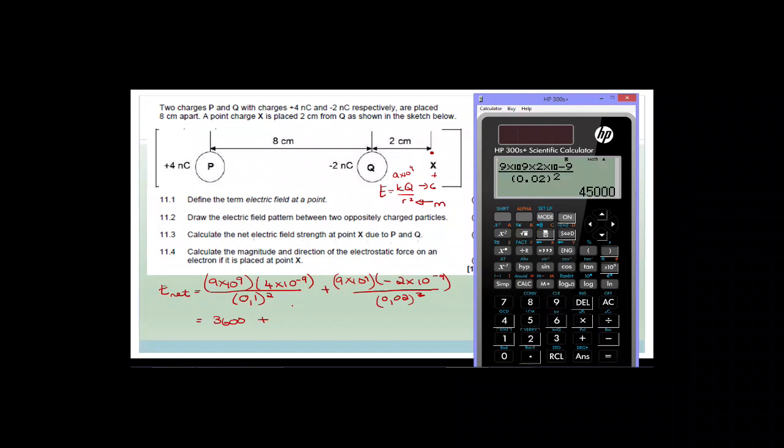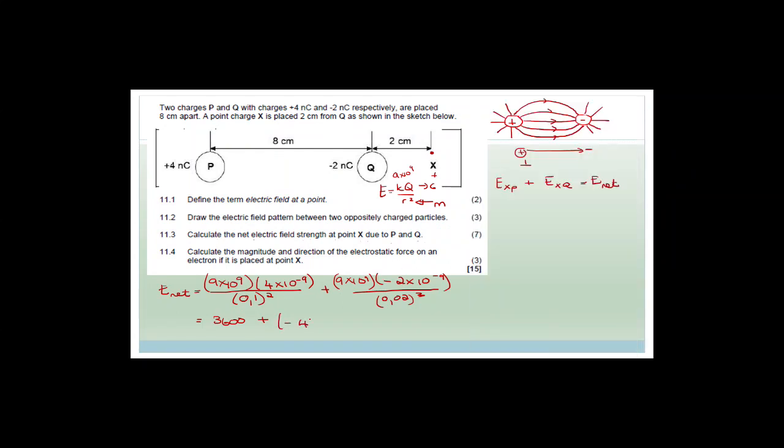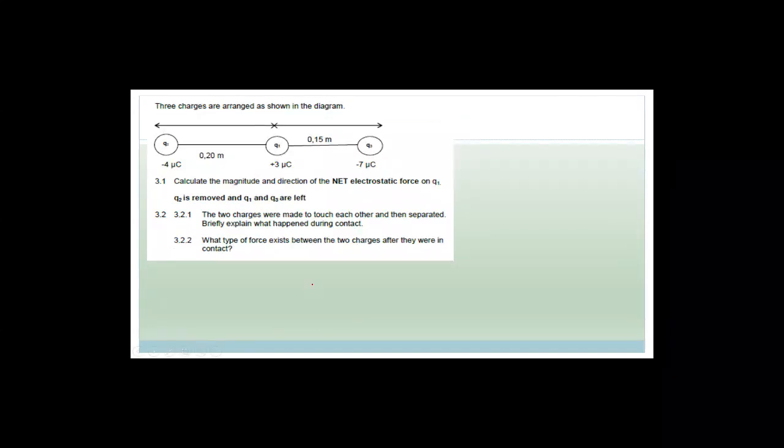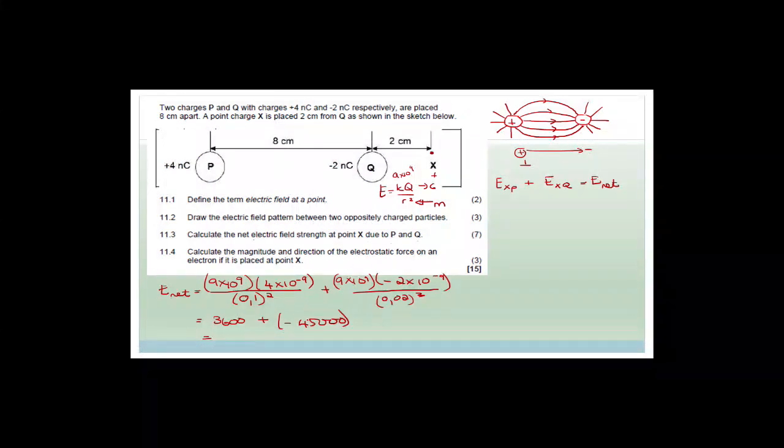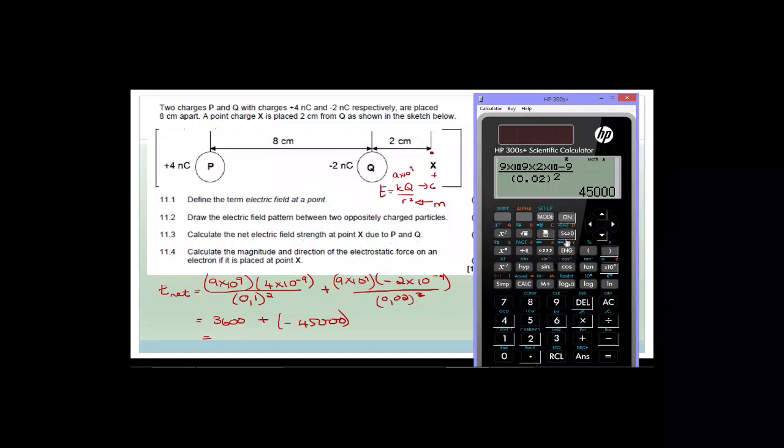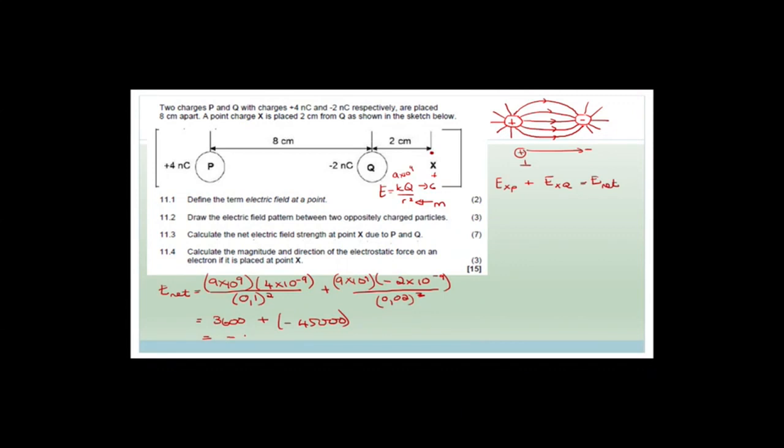And that becomes minus 45,000. So therefore we've got 45,000 minus 3,600 equals 41,400. So that is -41,400. So what does that mean?